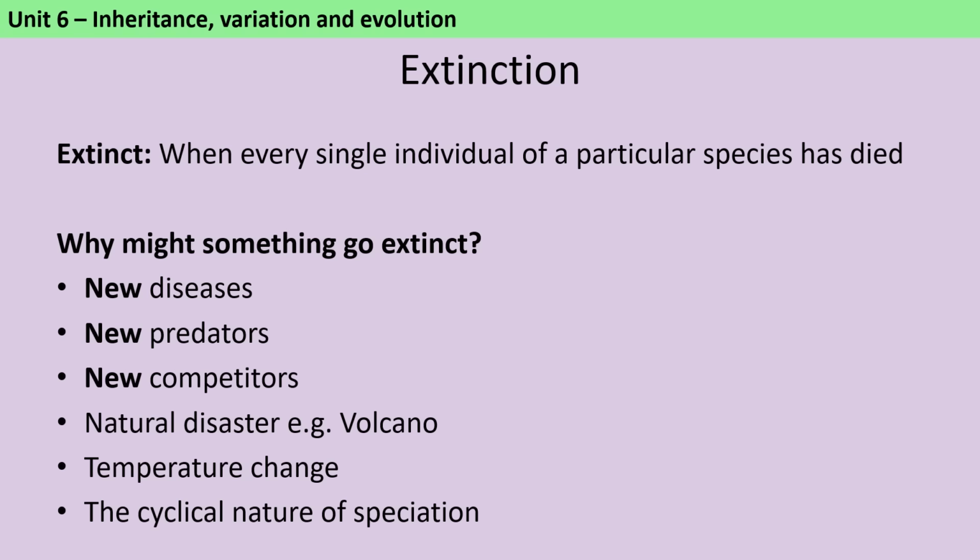new competitor that's better at getting food, a natural disaster like volcanoes, temperature change, which is particularly applicable if you're thinking about plants and how they're maybe unable to move range, or insects that are not able to move their range as quickly as the plants that they feed on or pollinate, and also something called the cyclical nature of speciation, which basically means that over very long periods of time, one species ended up turning into a completely new species, and so the first species has effectively gone extinct because there are none of that old type of organism left.